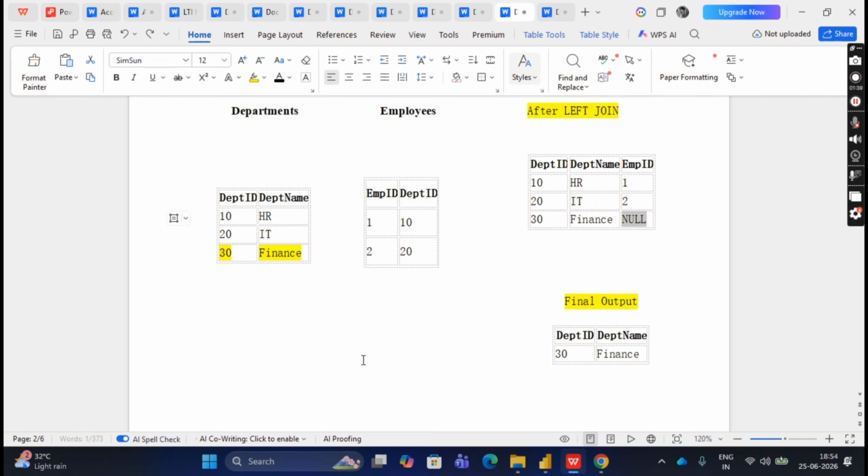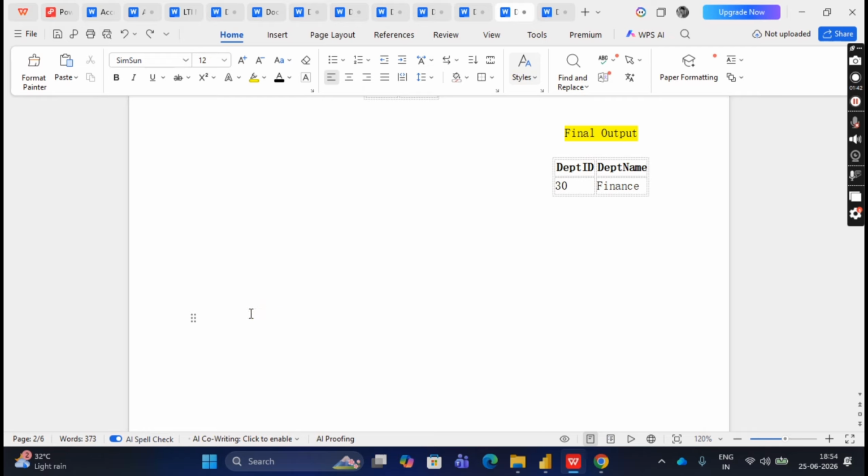So we will follow a similar pattern. We will first write the from statement. So from departments D, we give an alias D to the department table, left join employees E on D.department_ID is equal to E.department_ID, since department ID is the common column between these two tables. Then we will do the select statement. So select D.department_ID, D.department_name.